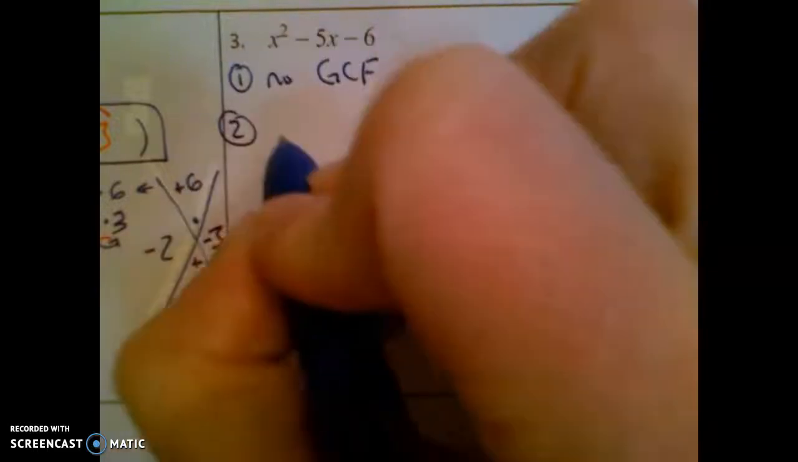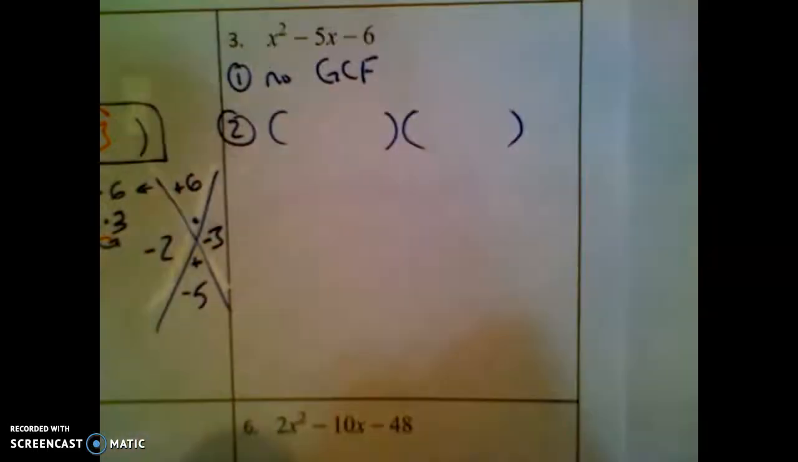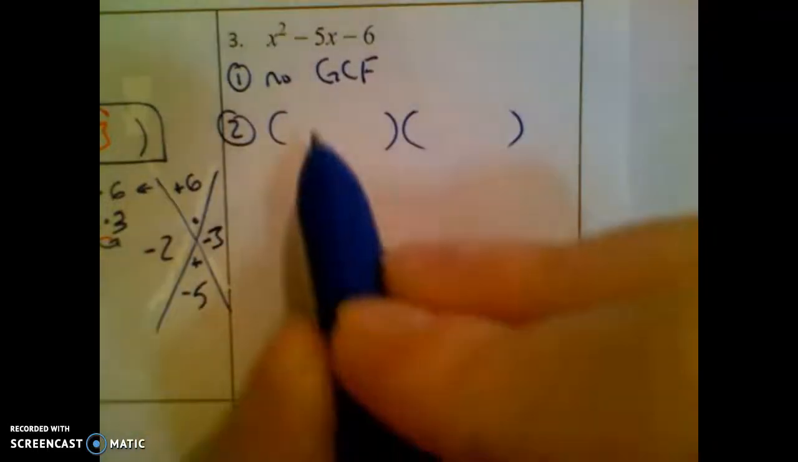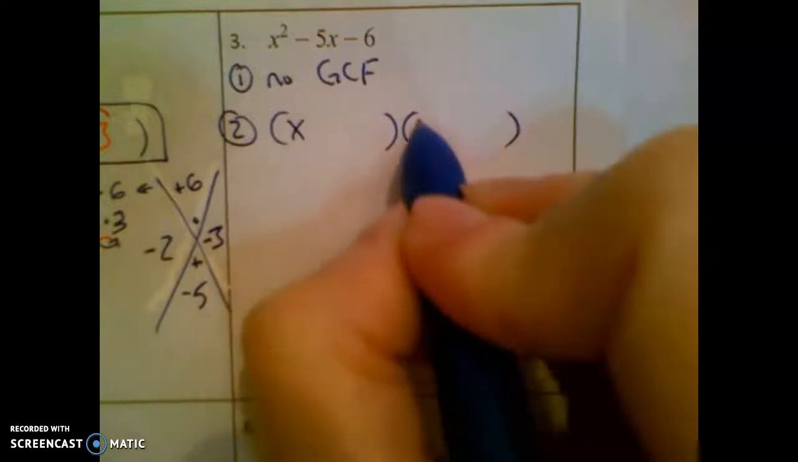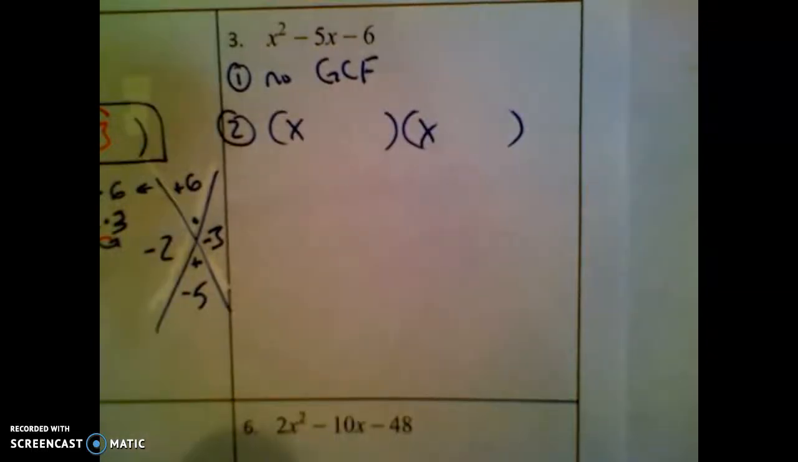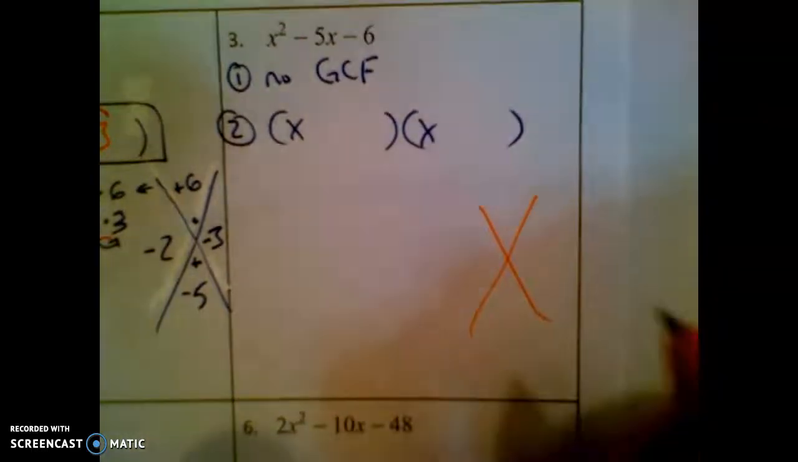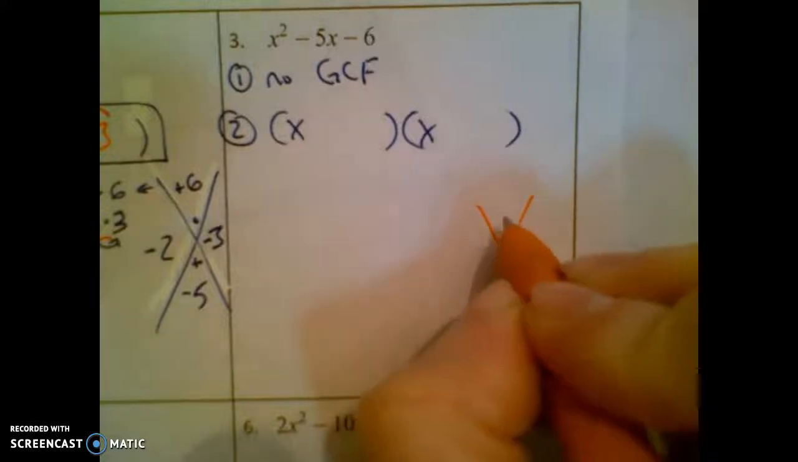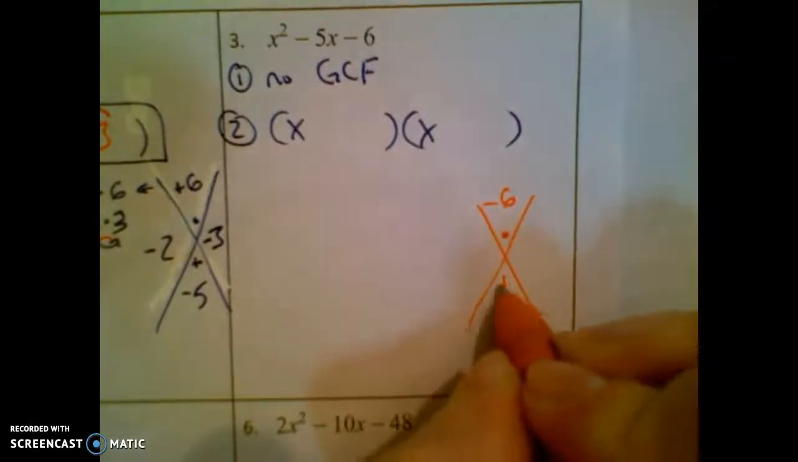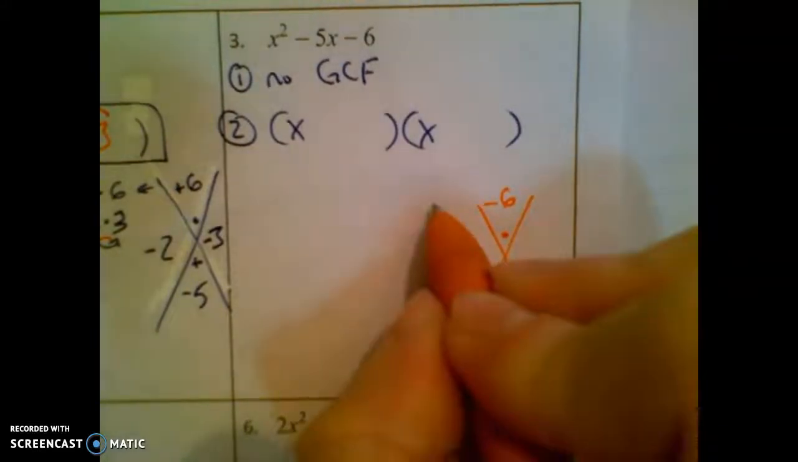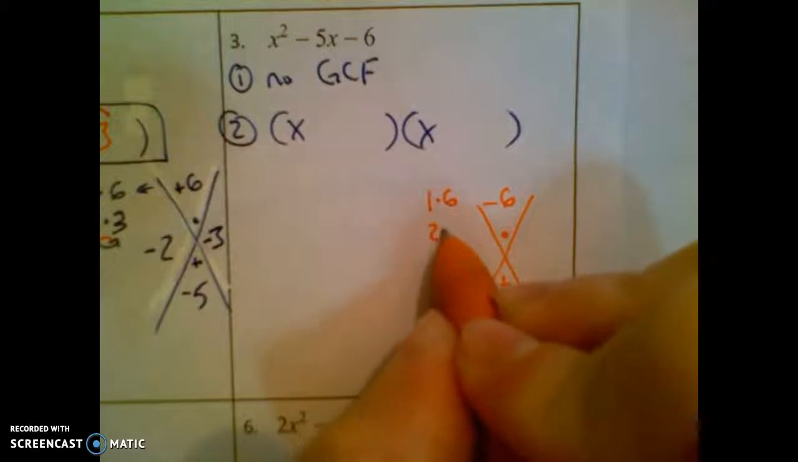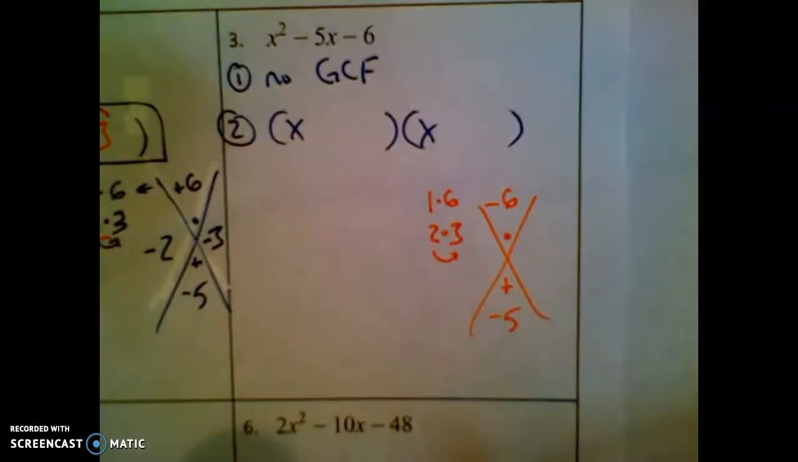Okay, going ahead to step 2, I'm going to draw myself 2 sets of parentheses. And again, how do I get x squared? Well, that's x times x. Then I've got to find my numbers. So I'm going to go ahead and draw myself an x. What multiplies to be negative 6 and adds to be negative 5? Again, my factors are still 1 and 6 or 2 and 3. I didn't change my numbers.